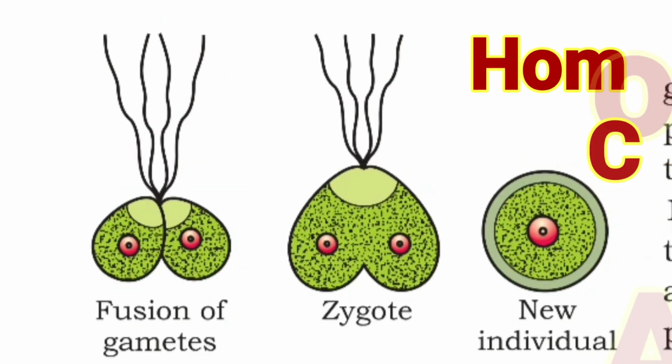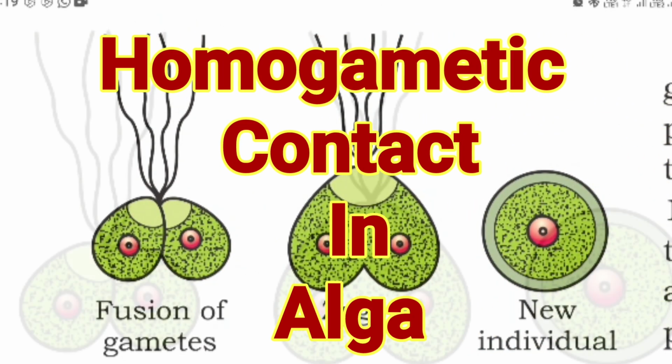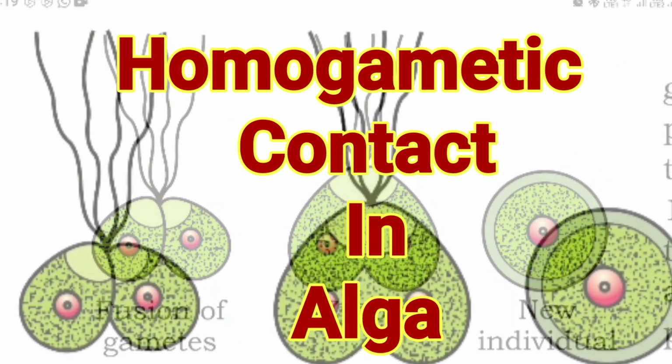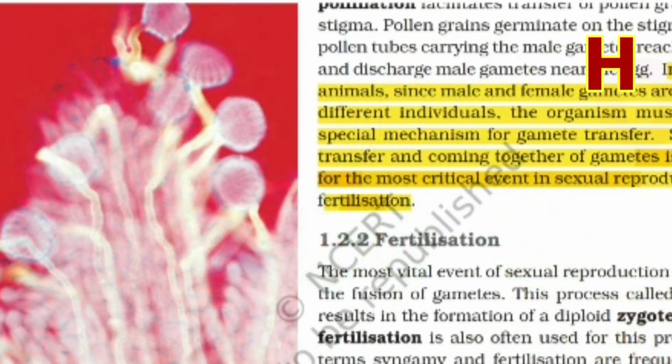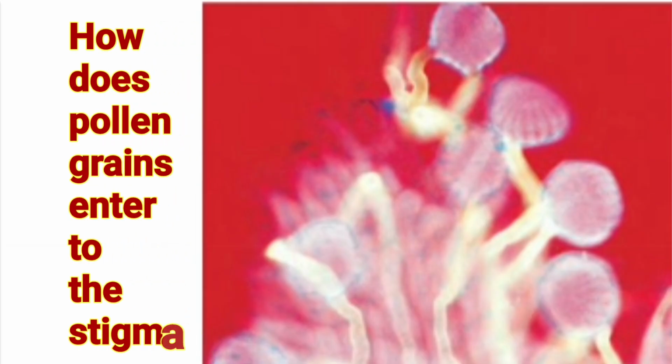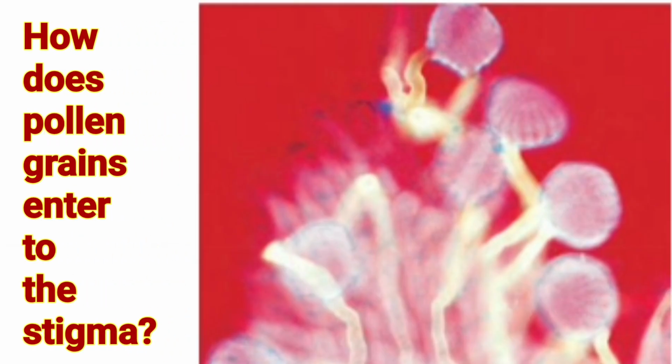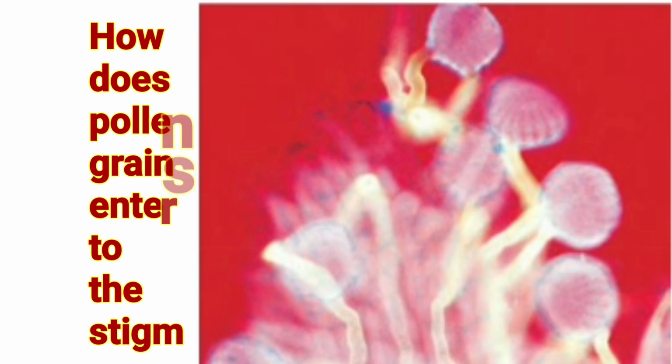So this is the example of homogametic contact in algae. Here you can see the germinating pollen grains on the stigma of a flower, and how the pollen grains are entering the stigma through the pollen tubes.